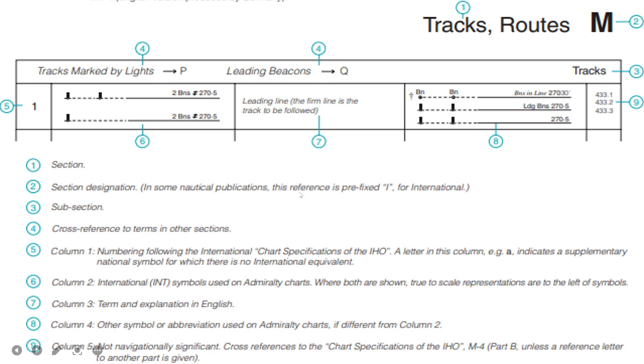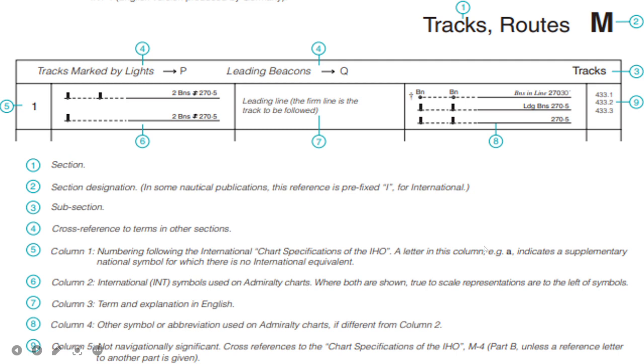So, as you can see, number one is the tracks, and this is called the section, and number two is a section designation. In some nautical publications, this reference has a prefix I for international. On number three, the tracks, this is a subsection, and number four is the tracks marked by lights. This is a cross reference to terms in other sections. In number five, as you can see in column 1, that is a numbering following the international chart specification of the IHO.